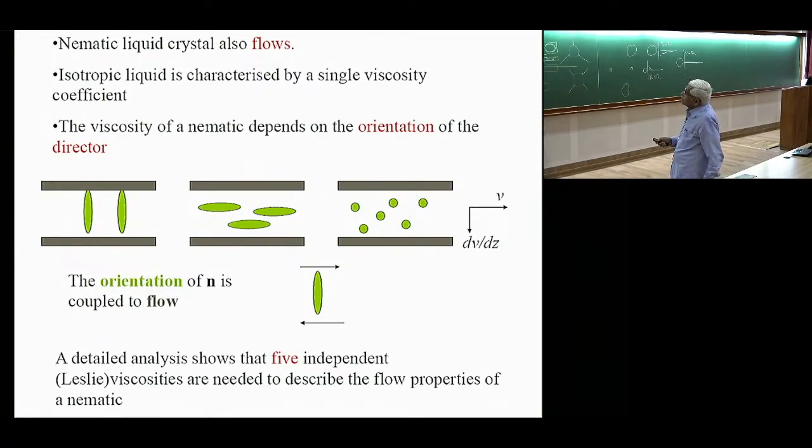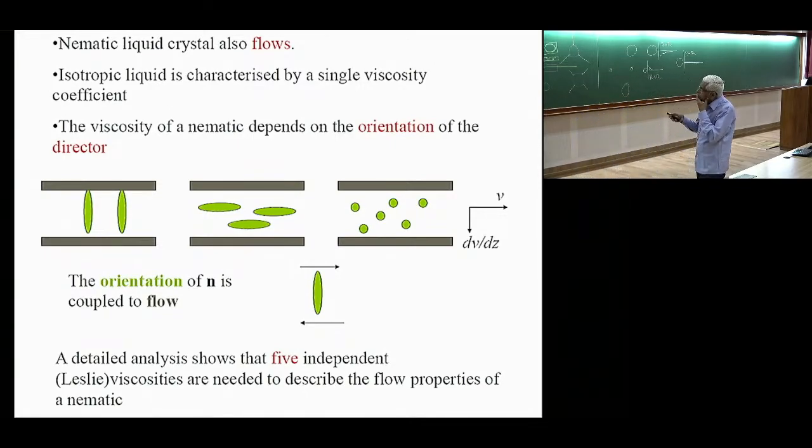The first one, the director is oriented along the velocity gradient. The second one, it is oriented along the velocity direction. The third one, in a plane in a direction orthogonal to this plane. And you get three different numbers. There is anisotropy of viscosity. These are called Miesowicz's viscosity coefficients.